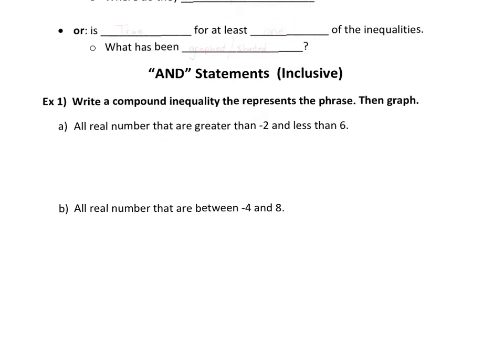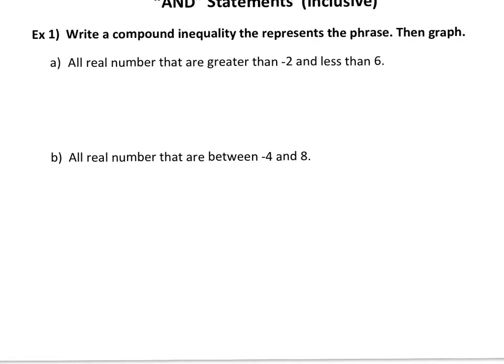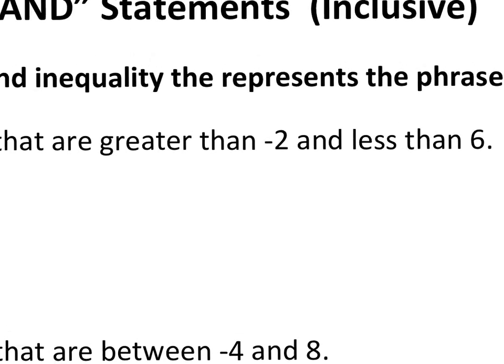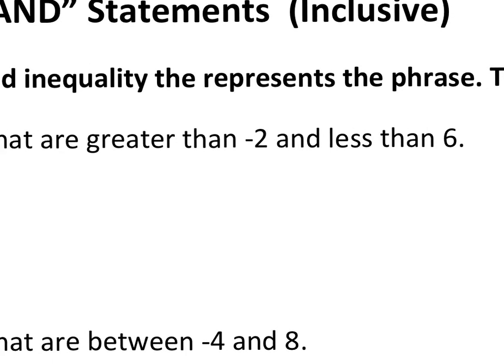All right, let's zoom in here on example 1. It says write a compound inequality that represents the phrase, and then graph: all real numbers that are greater than -2 and less than 6. If I'm thinking about greater than -2, we'd have x greater than -2, and x would be less than 6. If you want to think of them, these are like your two endings, -2 and 6. Then put your symbols in. We're just using the x twice, so think of these as two ending points.